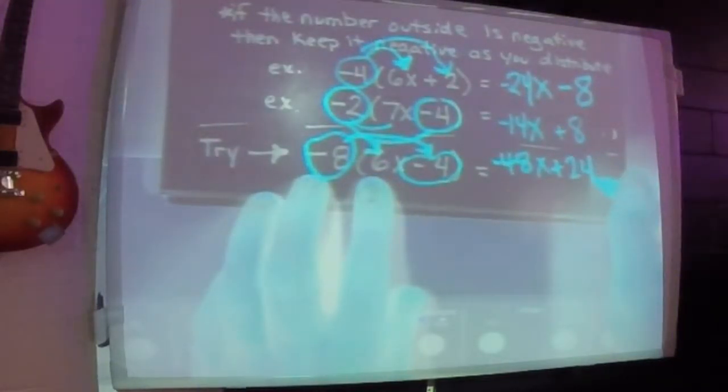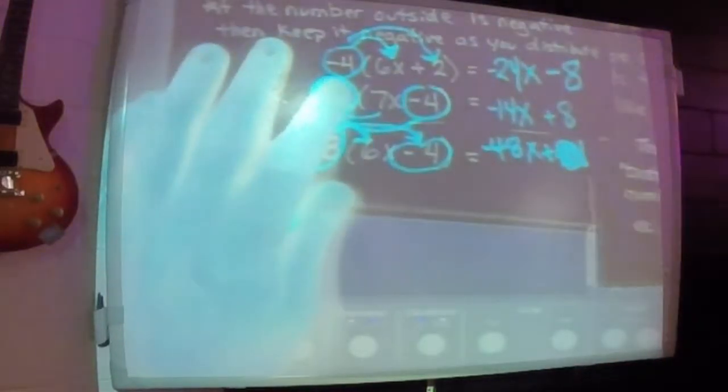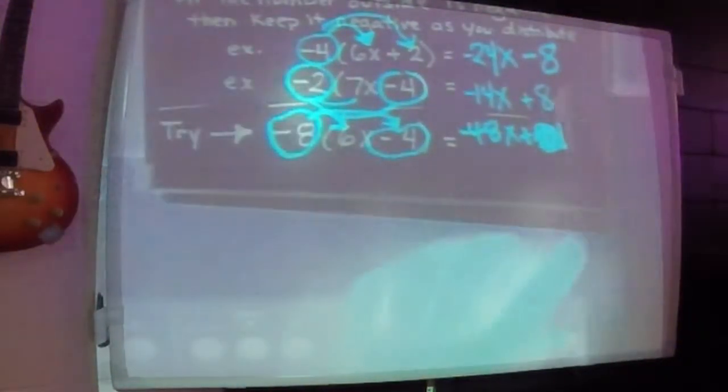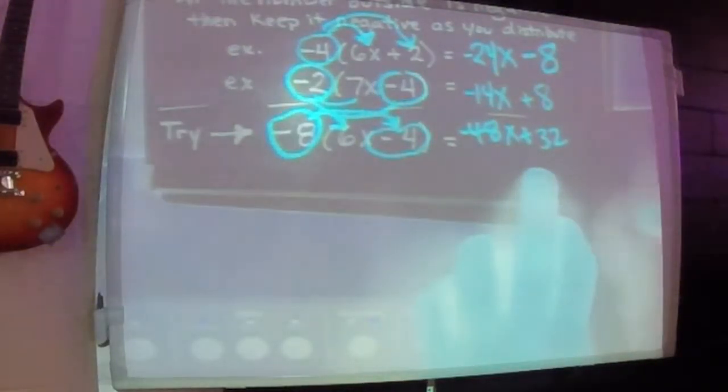Positive 32. Why are you telling me the wrong numbers? You put 24. How about negative 6 times negative 4? Yeah, positive, that's what I was thinking too. 32. Not 6 times 4. Negative 8 times negative 4.